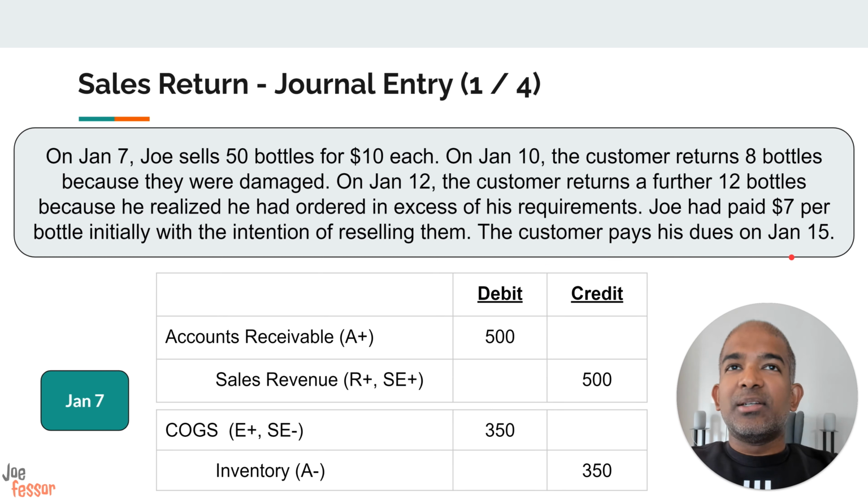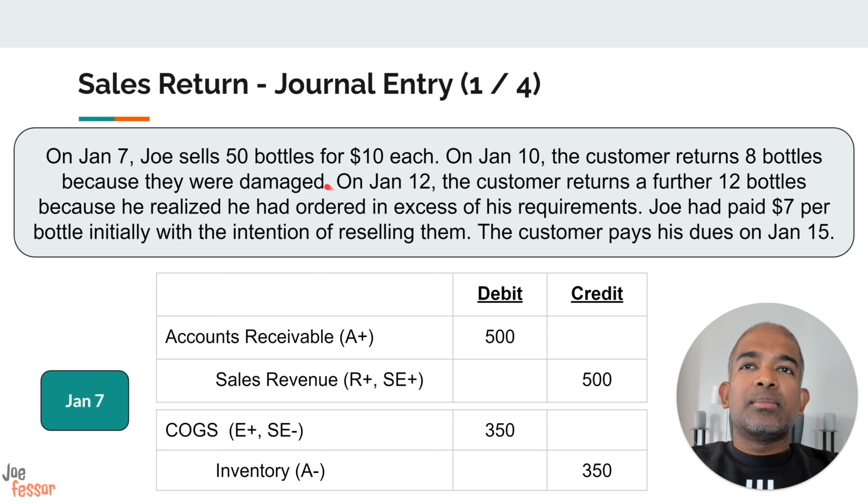Let's look at the journal entry for each day. On the 7th of January, because Joe sells 50 bottles for $10 each, he makes a revenue of $500. So revenue is being credited by $500. Because he sells on credit and the customer hasn't paid yet, he would debit his accounts receivable account by $500.